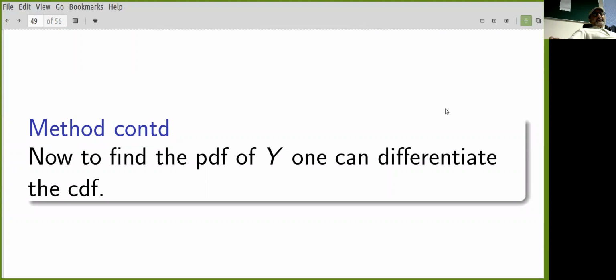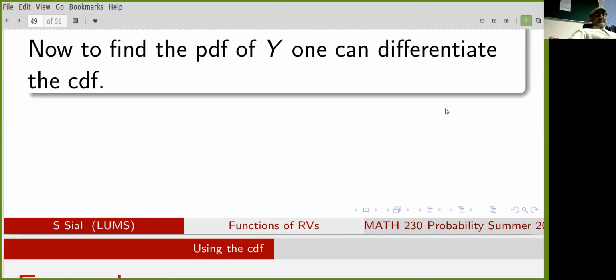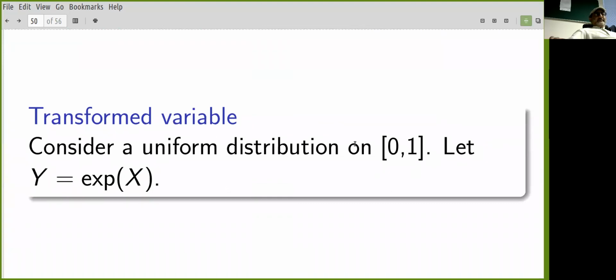Okay, then having found the CDF of y, one can differentiate the CDF to find the PDF. Okay, so let's try an example. We have the uniform distribution on 0 to 1. That's my function. So x takes values from 0 to 1, and that would be some constant on the interval from 0 to 1, and it would be 0 otherwise.